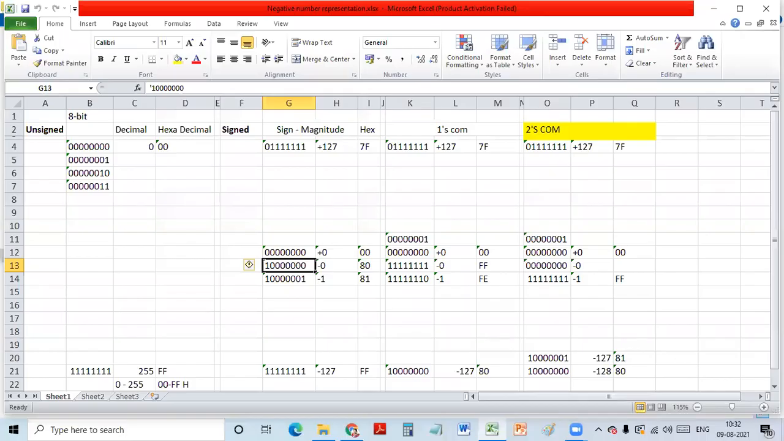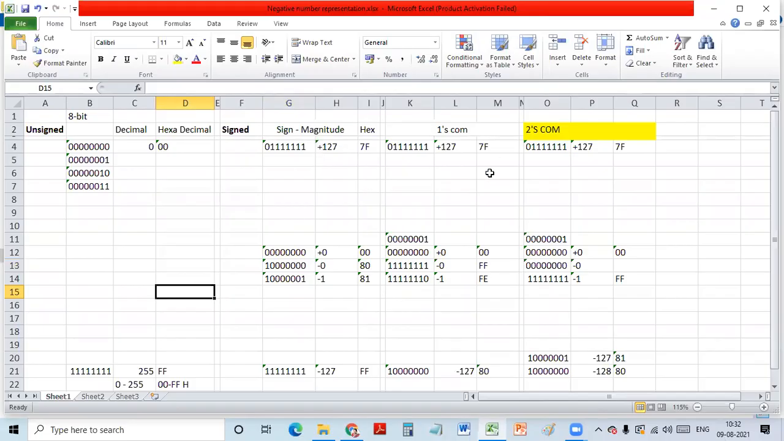Right. So this is plus 0 and this is minus 0. This is how we represent plus 0 or minus 0. It's just 0, but in sign magnitude form we have two representations. So this is another disadvantage of the sign magnitude form.